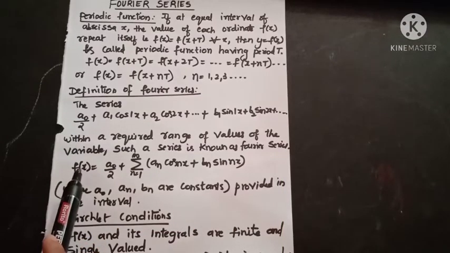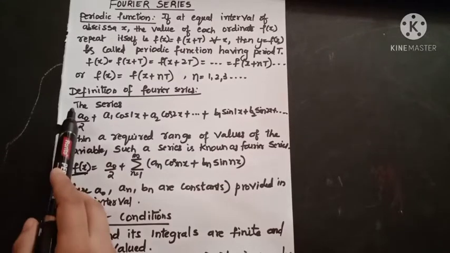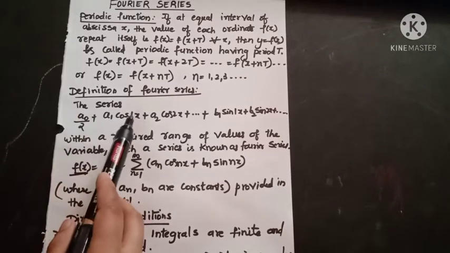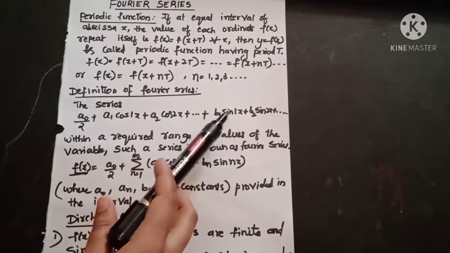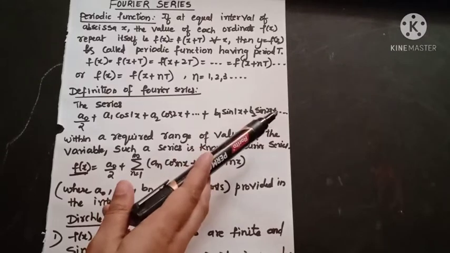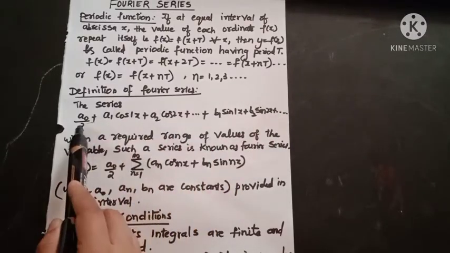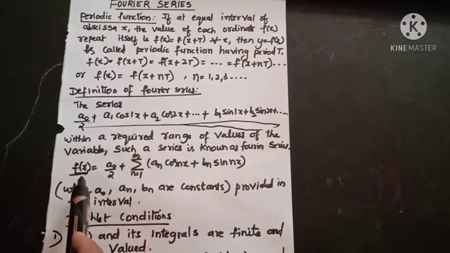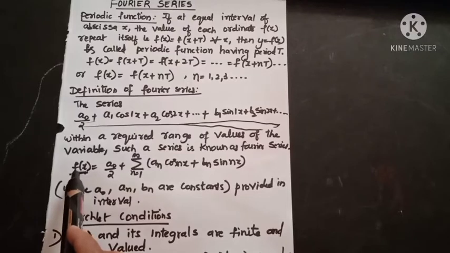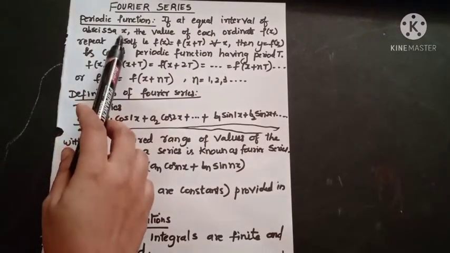Fourier series: for any function f of x, the series a0 by 2 plus a1 cos 1x plus a2 cos 2x plus etc., plus b1 sin 1x plus b2 sin 2x plus infinite terms, is called the Fourier series expansion of the function f of x. But this function f of x has to be a periodic function.